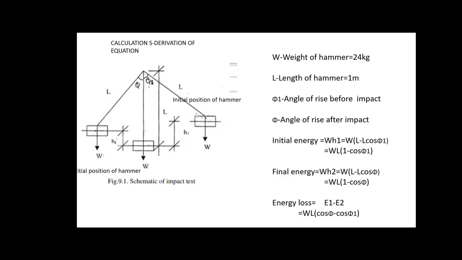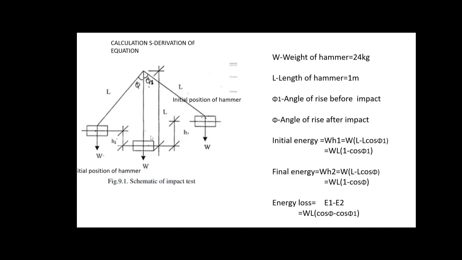So this is the schematic diagram of what is happening when we are doing the test. For calculation purpose, we are using a very simple equation. We are finding out what is the energy loss when we conduct the test. See here, this is the line sketch of the machine and the hammer positions. So this shows the free position of the hammer. The hammer has got a length of L and its weight is W. When this is in the free condition, there is no potential energy for the hammer.